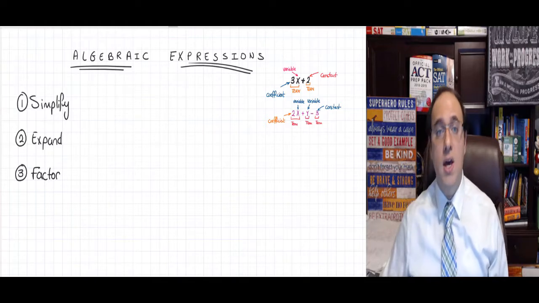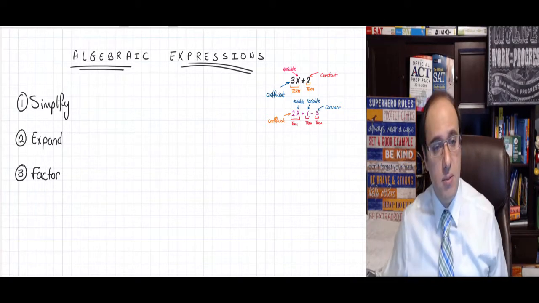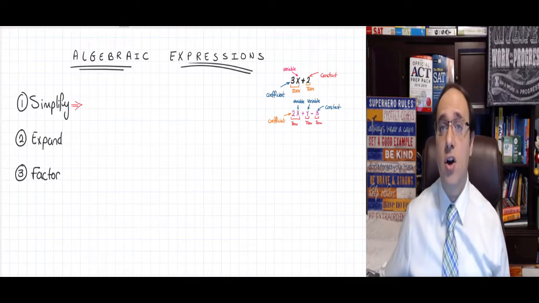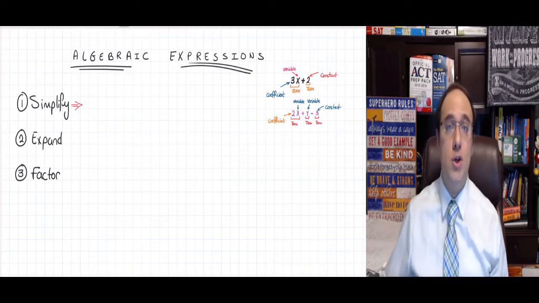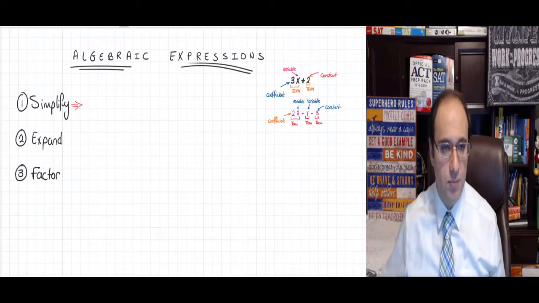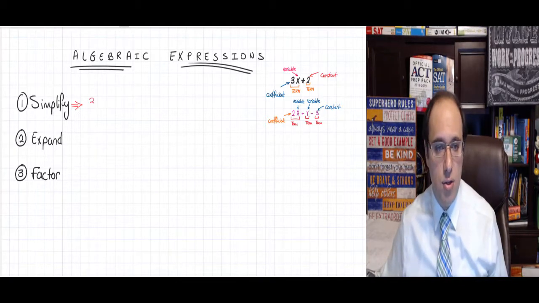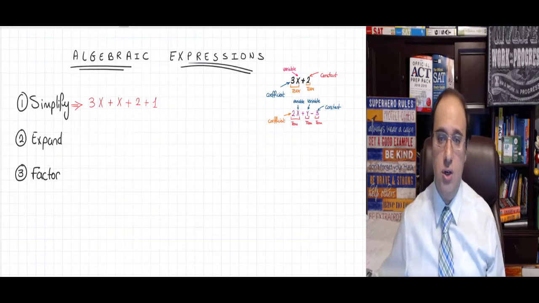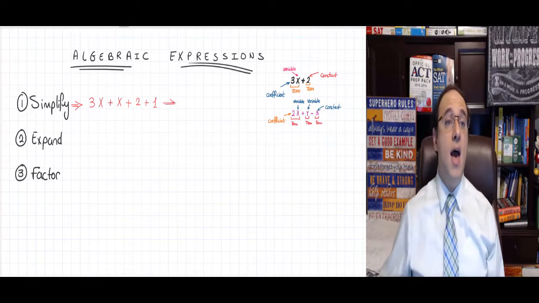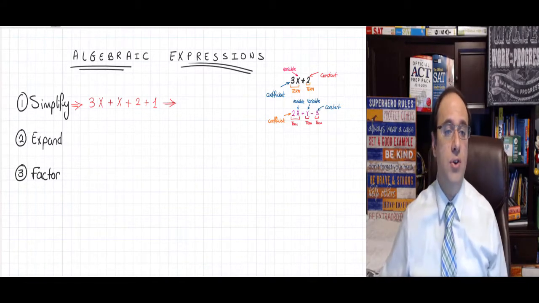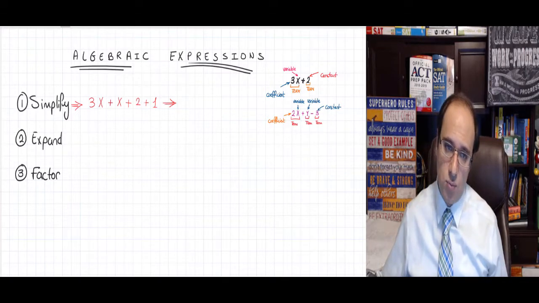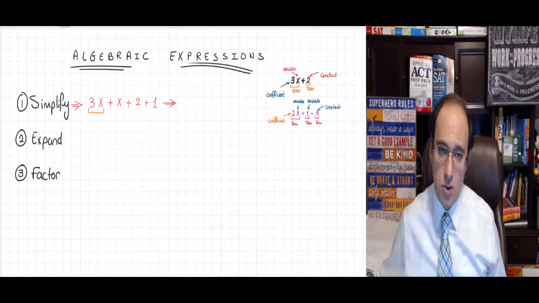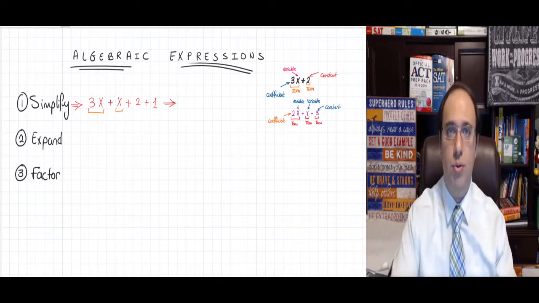Let's start with simplify. To simplify an expression basically means to try and make a long expression shorter, to shorten it, to simplify it. For example, if I have an expression like this, 3x plus x plus 2 plus 1. Can I simplify this expression? Yes, I can. How? The x's here are called like terms. 3x, remember it's a term, and x is also a term.